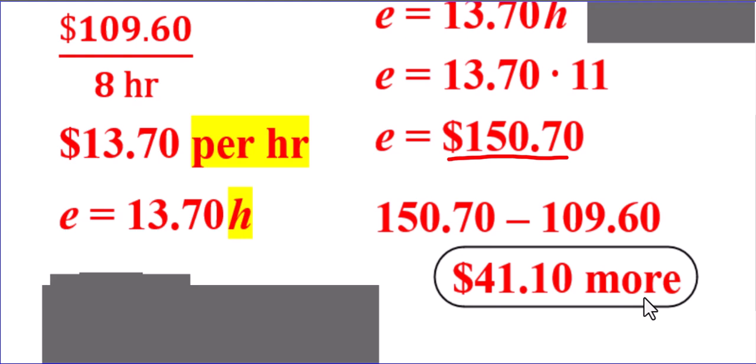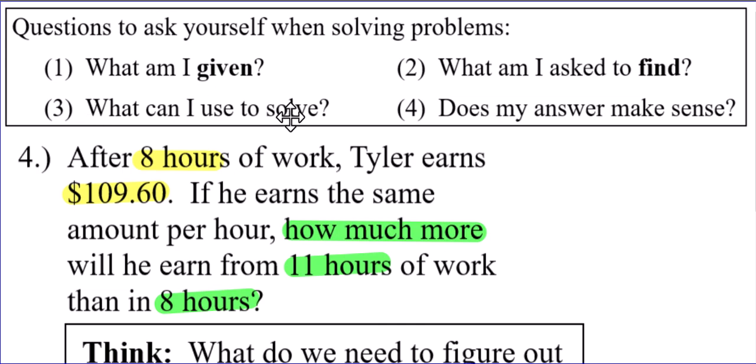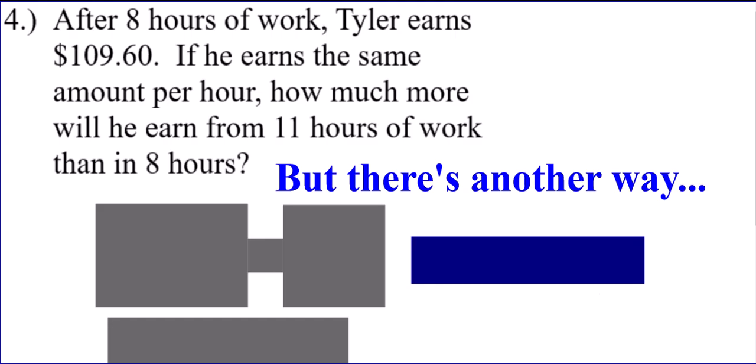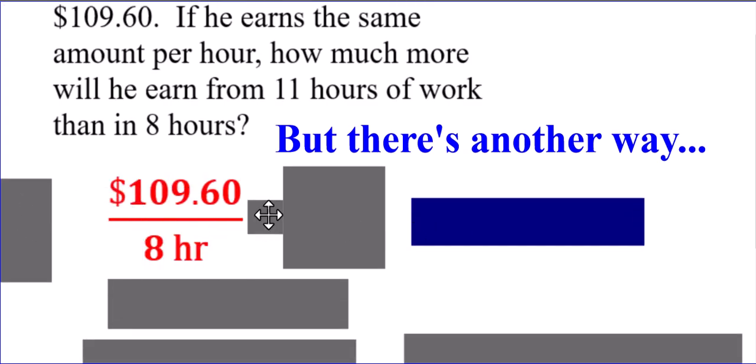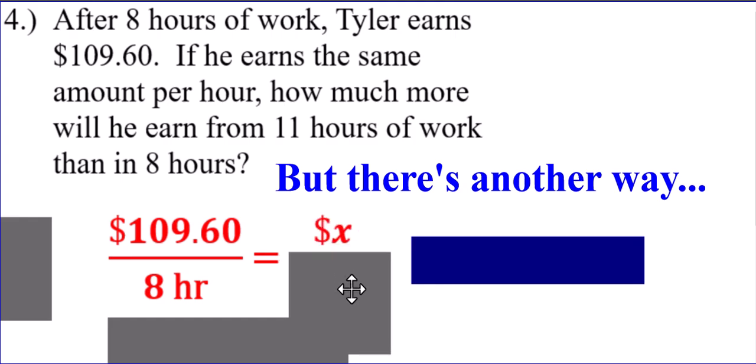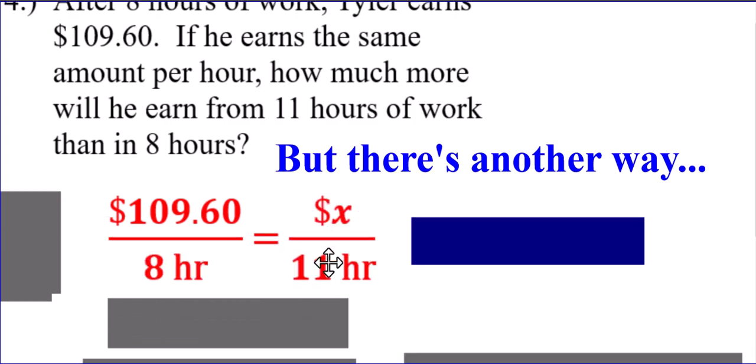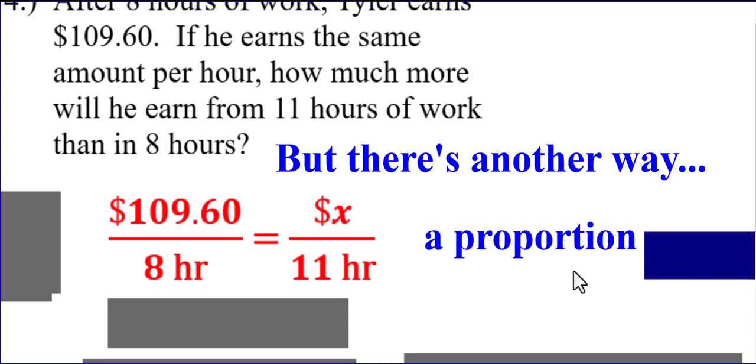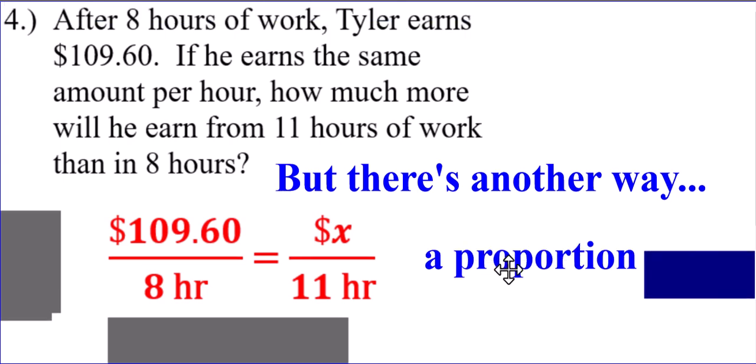Now, there is sometimes more than one way to solve. Remember how I said, what can I use to solve? Getting a unit rate and then writing an equation from that, like per hour means times hours, is not the only way we've learned to solve word problems. We also learned something called a proportion, where you would say $109.60 over 8 hours is equal to unknown dollars for 11 hours. This is a proportion. We just learned this not that long ago in a very recent packet of guided notes.